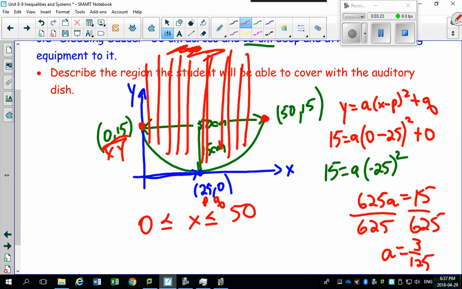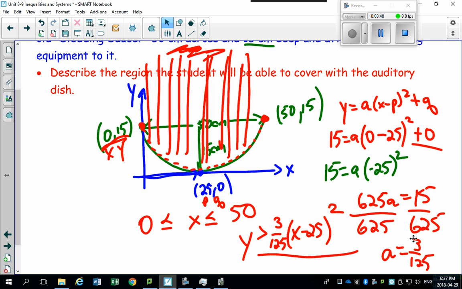So how am I going to write this? I want my y to be greater than. Can I be equal to? No, because you're bouncing off the reflector, so it's not including the reflector. So this actually should be a dotted line. So y is greater than 3 over 125 (x minus 25) squared, and don't forget the plus 0, we won't include it. There's my equation for this beautiful little bone crunching sound effects dish.